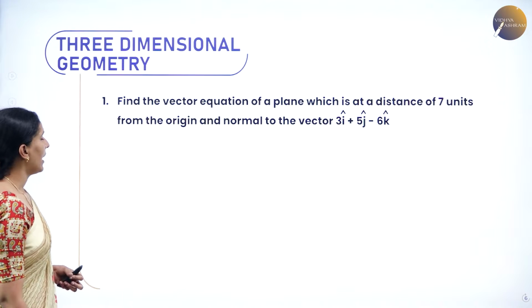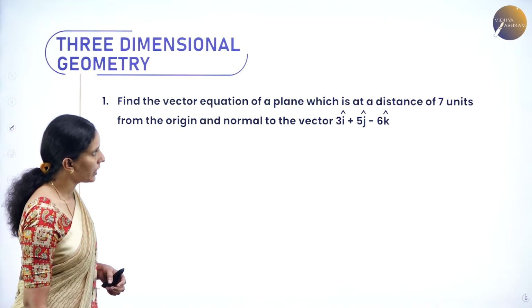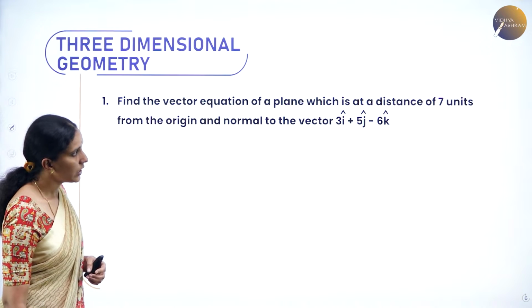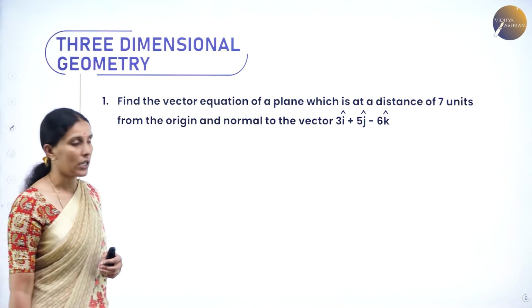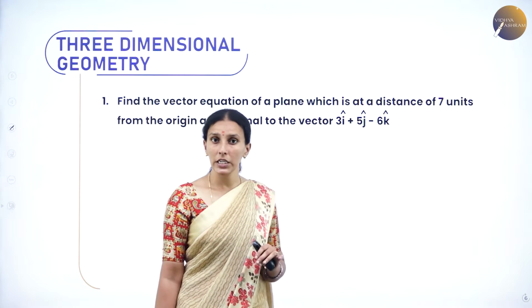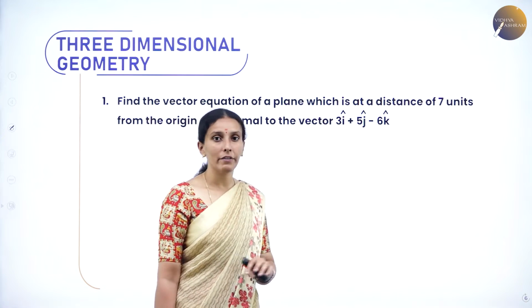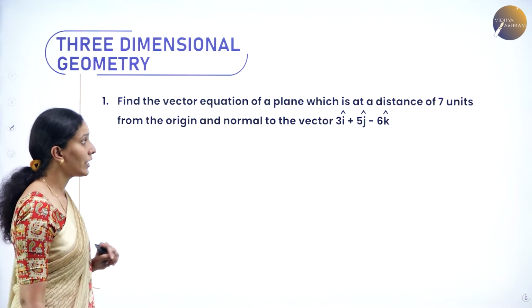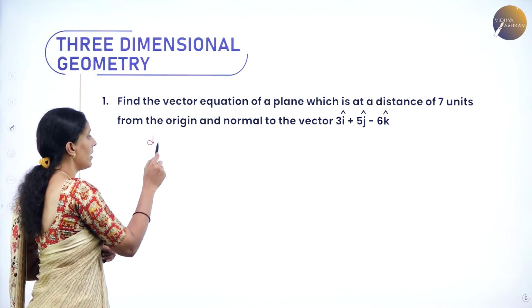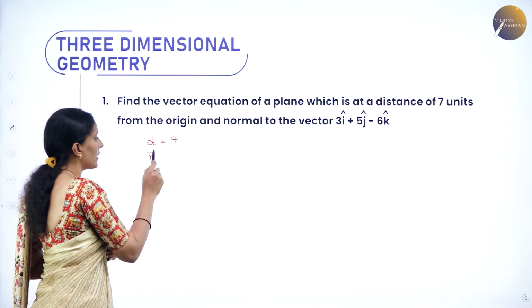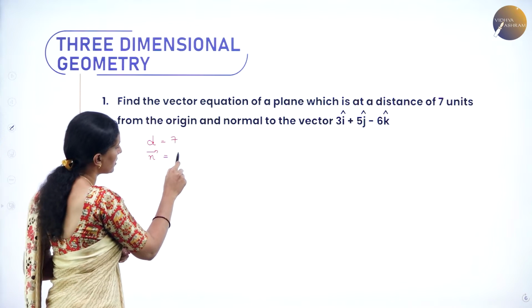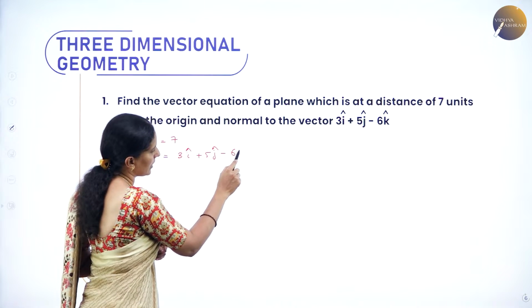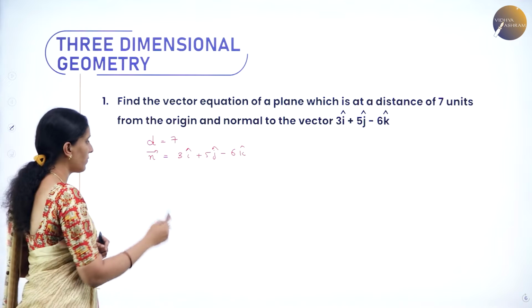Next we have: find the vector equation of a plane which is at a distance of 7 units from the origin and normal to the vector 3i plus 5j minus 6k. Clearly the distance d is given, and the vector is given but not the unit vector. N cap is nothing but the unit vector, but here vector n is given. So d is 7 units, and the normal vector n is 3i plus 5j minus 6k. Now let us find n cap.